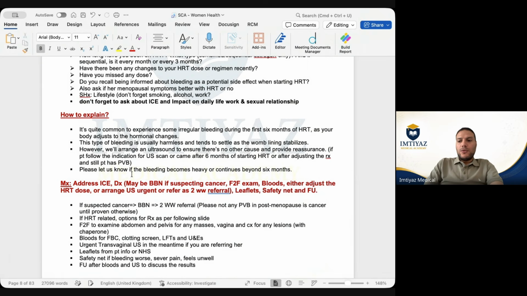All right, so we need to assess, because if she has any risks, we need to rule out any womb cancer. Okay, and the good news is in most of the cases there is no womb cancer, but it's just as a precaution, to be safe rather than sorry.